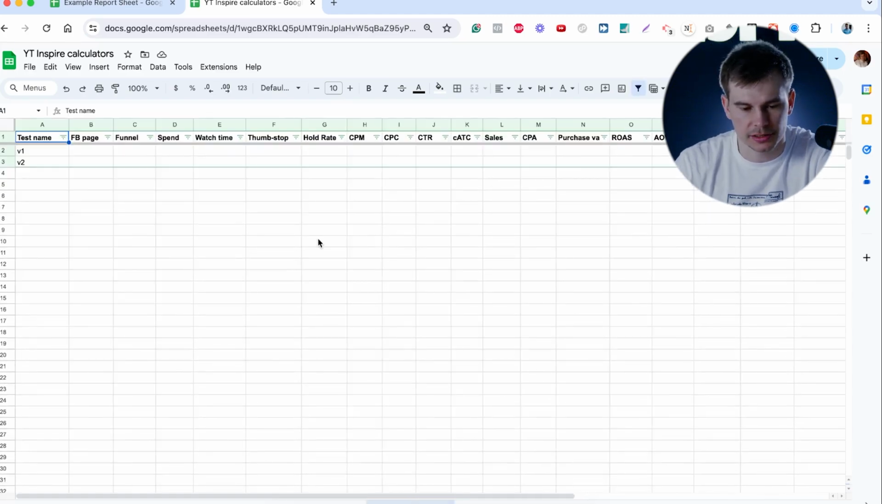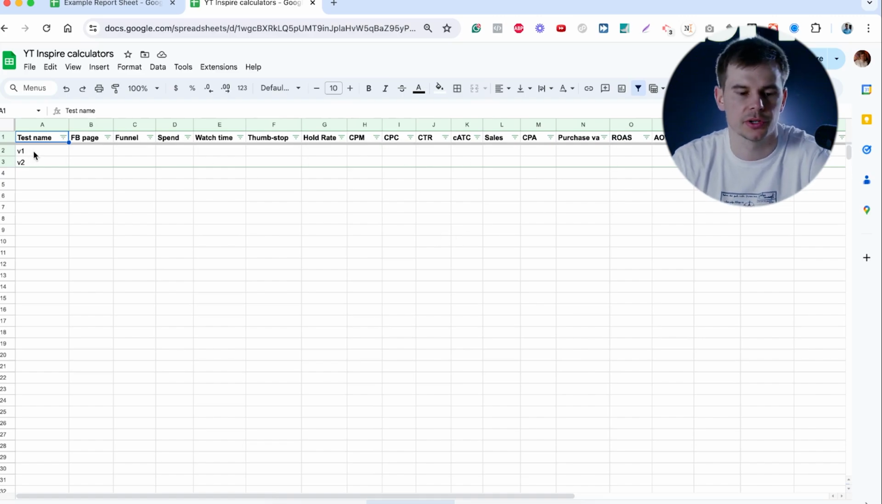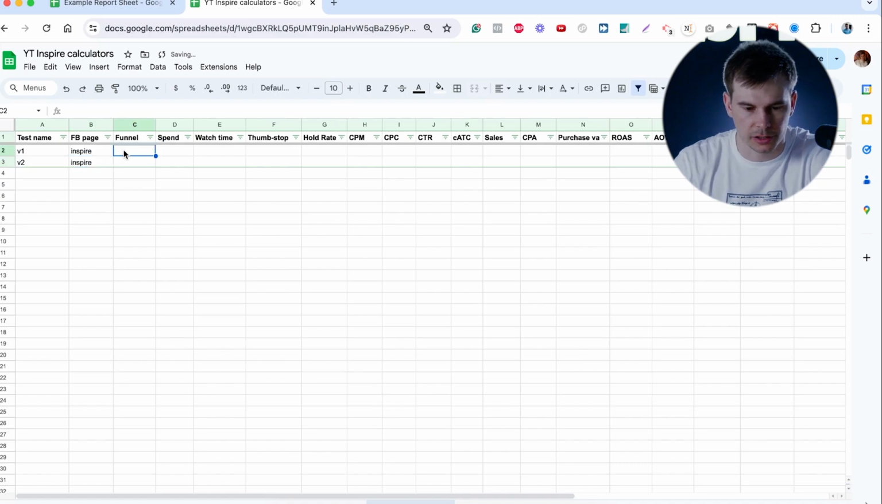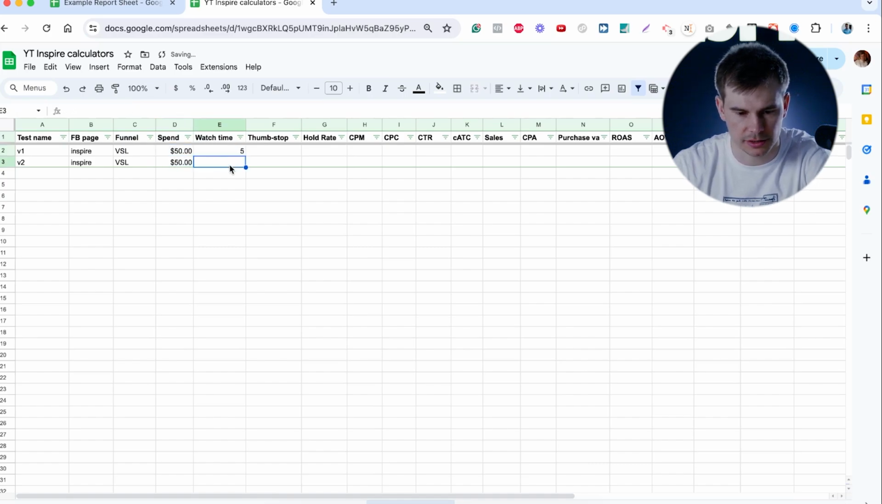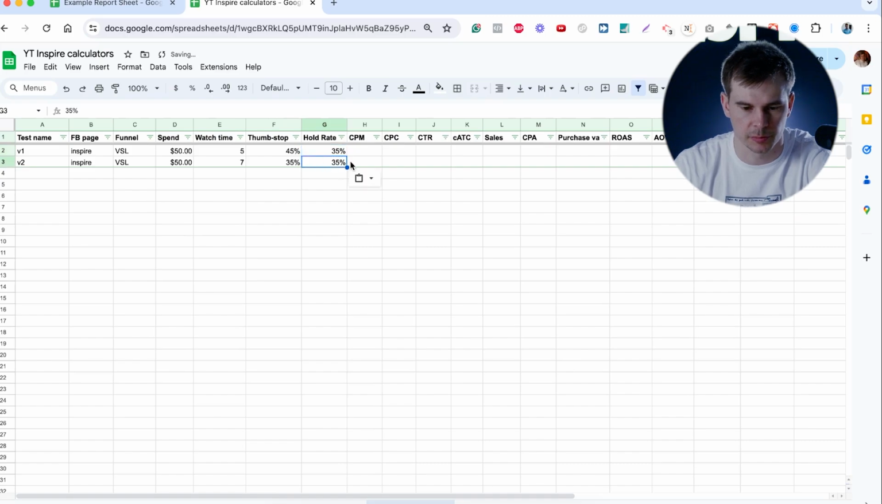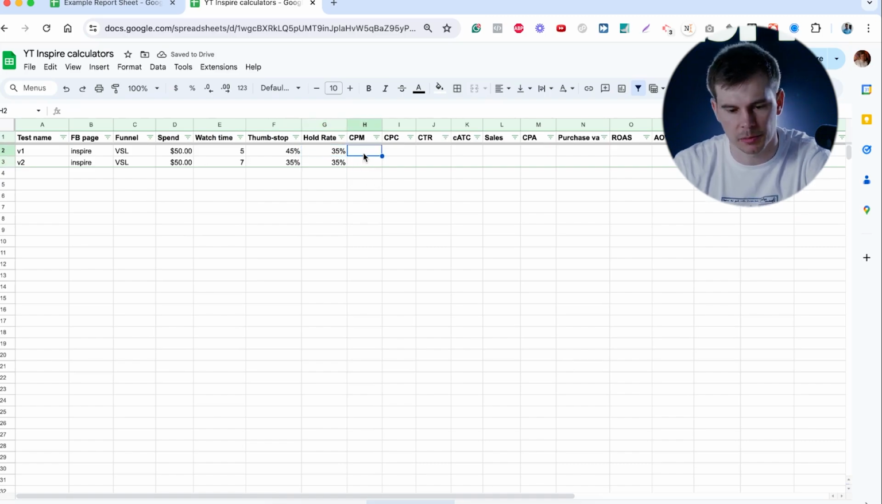Now, creative analysis. This is something that I use when I split test my ads. This is the template for the different variations of the same ad. Let's say everything is running under the Inspire page. Funnel is VSL, spend is $50 each, watch time here is like 5 seconds, here is 7 seconds, thumbs up ratio could be 45%, here it could be 35%, hold rate, I don't know, 35 and 35, so that's basically the same. And then, I mean, you get the point.